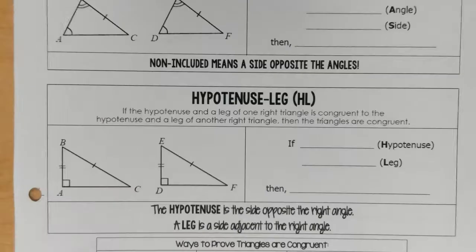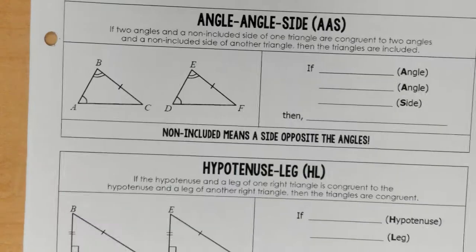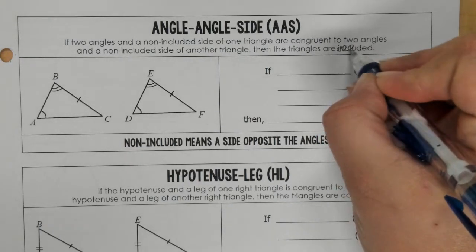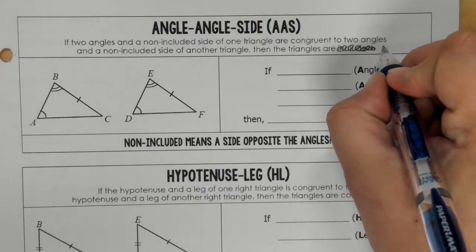Okay? Next, we have angle, angle, side. If 2 angles and a non-included side of one triangle are congruent to 2 angles and a non-included side of another triangle, the triangles are congruent. We should also put on here the triangles are congruent.